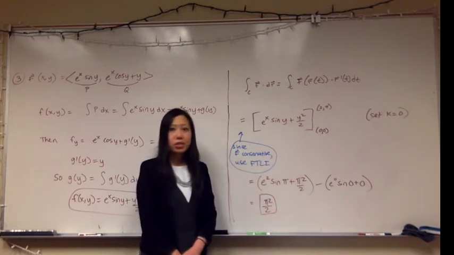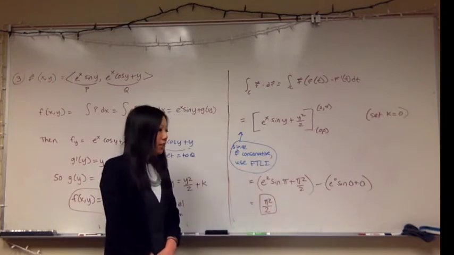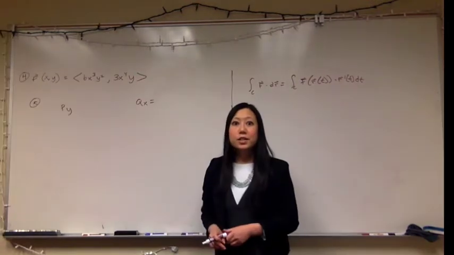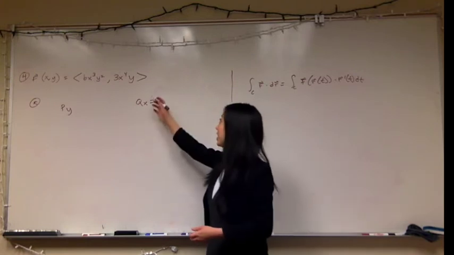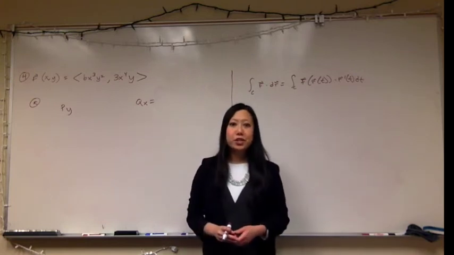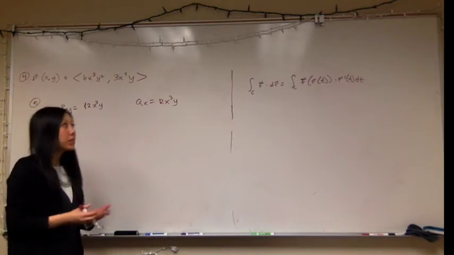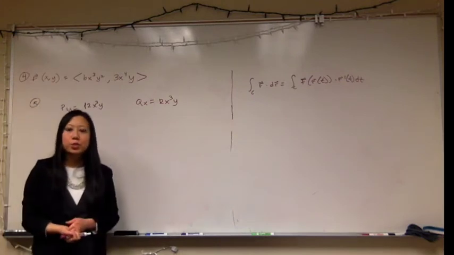Much easier than parameterizing and figuring out some integral that looks like it's going to be very complicated. So looking at the next one, again, determine if f is conservative. So we could see here that both p sub y and q sub x equal the same. They're both equal to 12x cubed y.